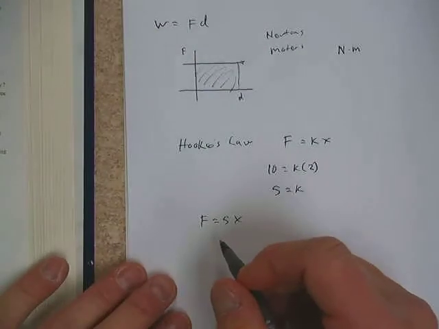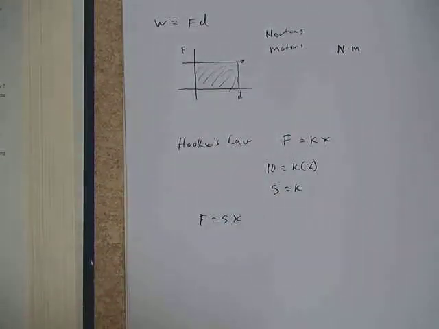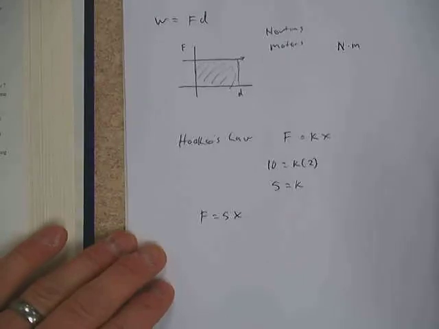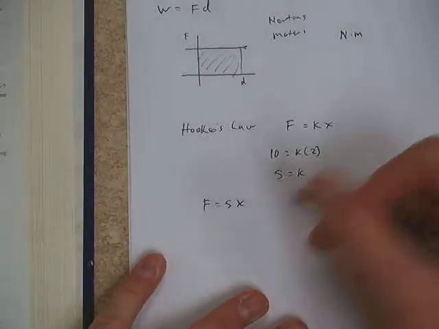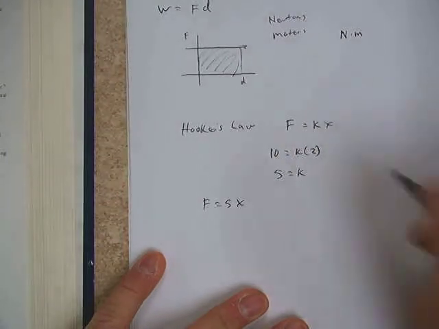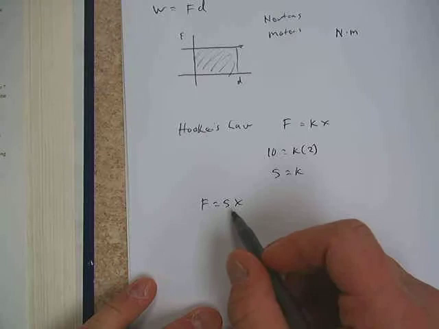So ultimately, what that information allows us to do is take 10 newtons and our distance of 2, and that means 5 would be our spring constant. So for this particular spring, and this particular spring only, the force equation is 5x. So we'll find k by using the information given.